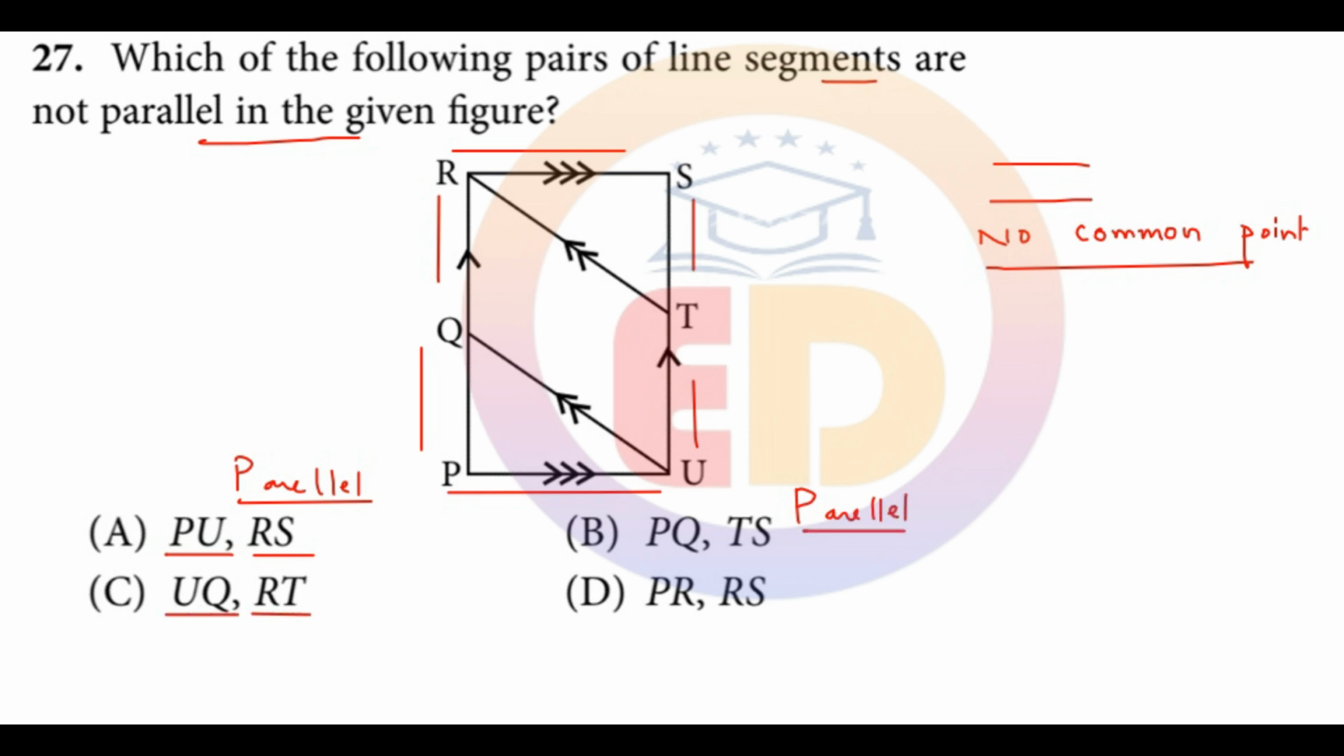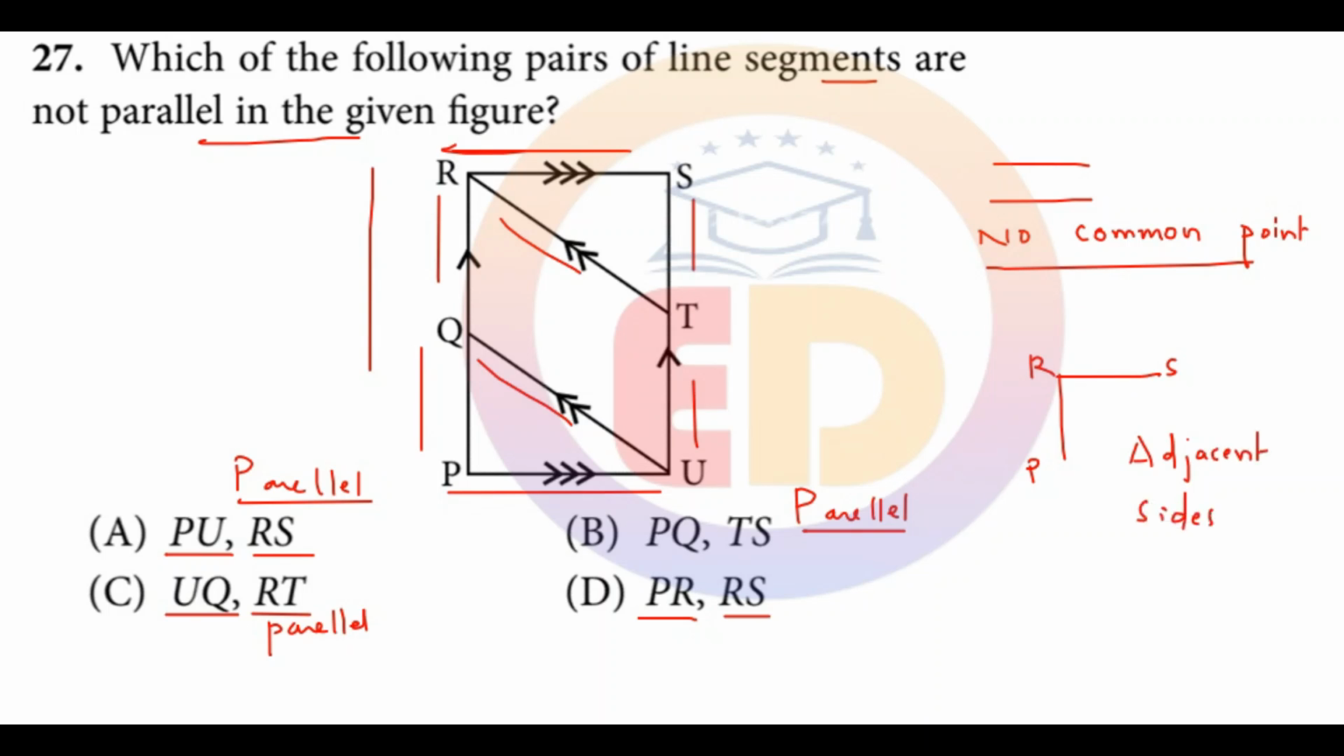UQ and RT. UQ is this line, RT is this line. You can see they both are parallel. PR and RS. Now you have a look at this. This is PR and this is RS. Now PR and RS, they are actually adjacent sides, and adjacent sides cannot be parallel. Opposite sides can be parallel. Adjacent sides are not parallel because they have a common point.